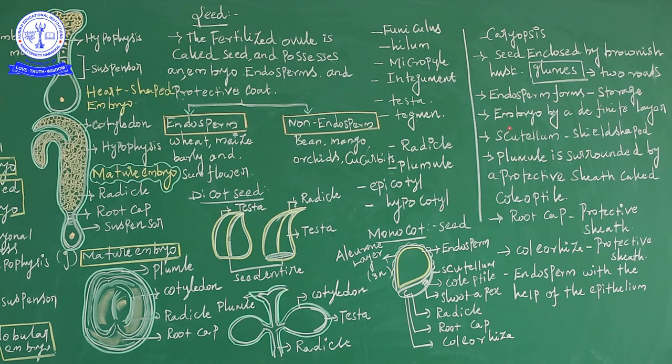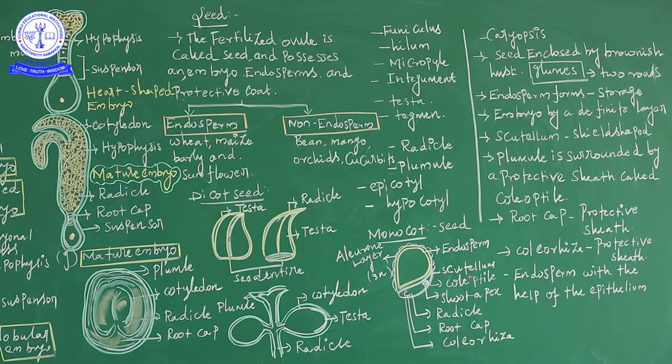And then the shield-shaped cotyledon is called the scutellum. Next one, that is called the scutellum. Where is it present? The scutellum means shield shape. The scutellum part is shield-shaped, covering the embryo part.